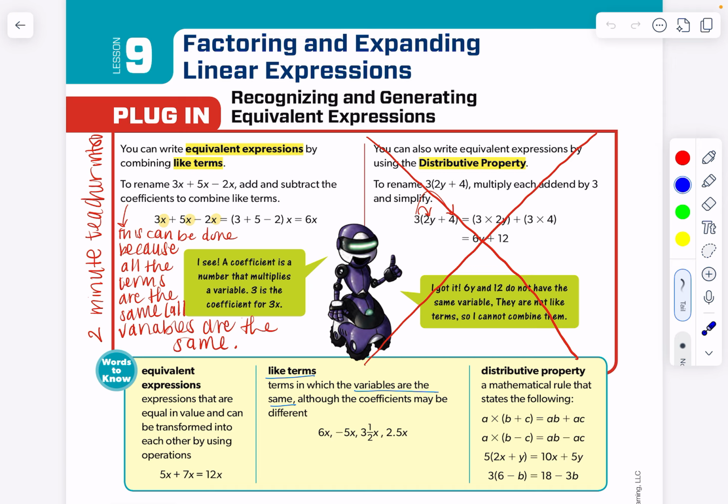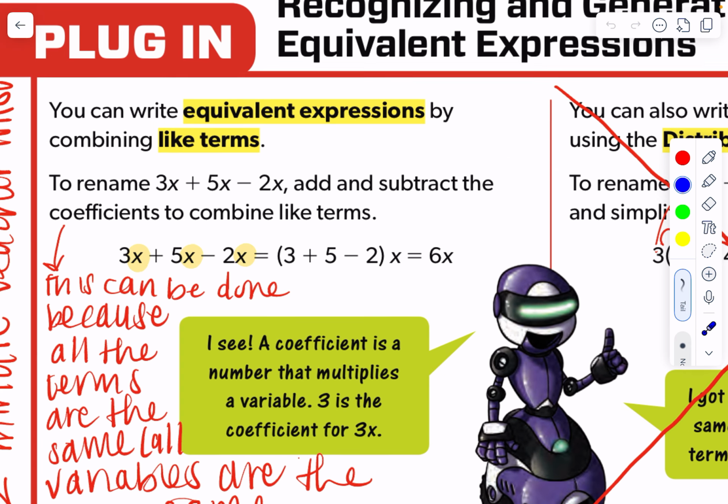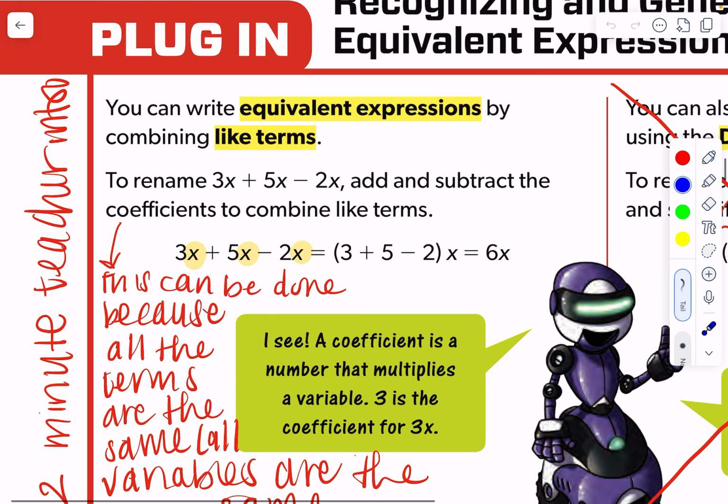And so they give you the example of 3x plus 5x minus 2x. What you will have to explain to students is that these are like terms because they all have a coefficient attached to the variable x. Because they all have x, this means that they are like terms.